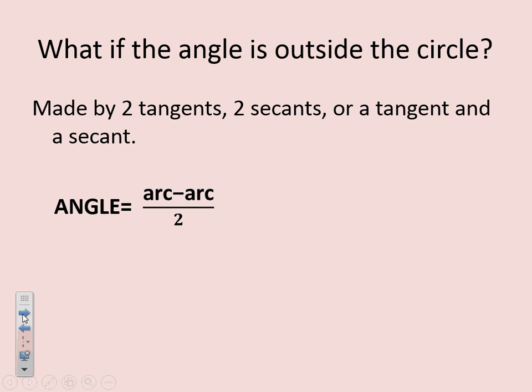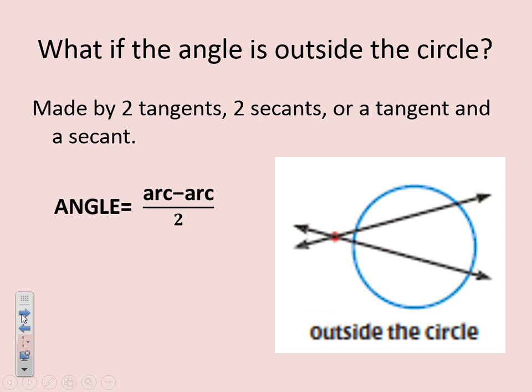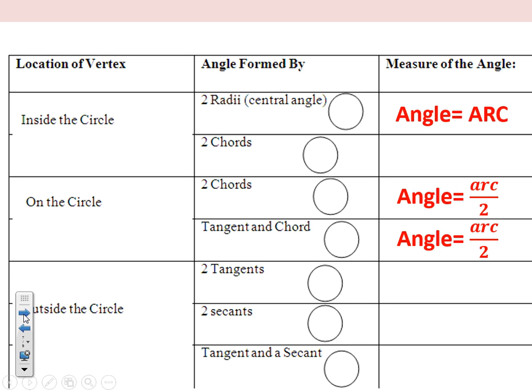Now we're going to make two tangents or two secants, or a tangent and a secant, on the outside of our circle. So we're going to have something that looks like this, for example. So we're going to be talking about two arcs again. See, we have this arc right here, and we have this larger arc right here. Now, to do this one, we're going to do the opposite of what we just did. We're going to find the angle which equals arc minus arc divided by 2.